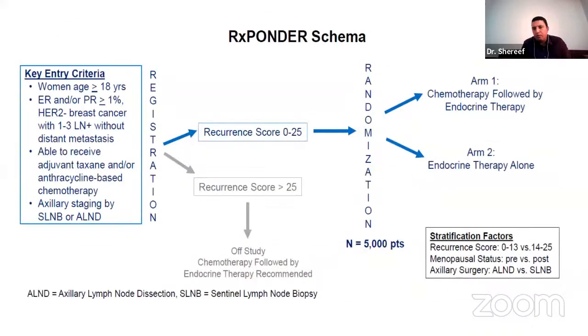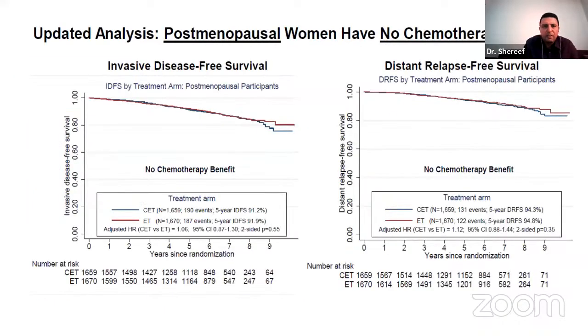Another recent model for that is the RxPONDER trial in hormonal receptor positive HER2 negative breast cancer. Patients after surgery with 1 to 3 positive lymph nodes were tested for Oncotype DX. Patients with a recurrence score of more than 25 were excluded. Patients with a recurrence score from 0 to 25 were randomized between chemotherapy plus endocrine therapy versus endocrine therapy alone. So they are excluding patients without the biomarker of interest from the start, and this is the result.